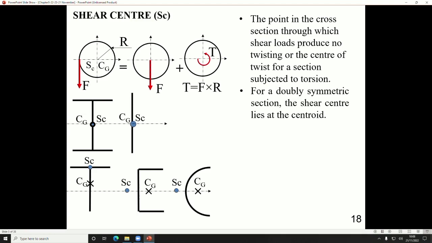When the section has just one axis of symmetry, both of them are located on the axis of symmetry, but they are not located in the same position. For an open section, the shear center is always located outside of the section. Obviously, in this case, the center of gravity is located inside. It's the same as the channel section: the shear center is outside, but the center of gravity is inside this channel section. So both are located on the axis of symmetry, but they're not coincident. Obviously, if it has no axis of symmetry, they're not located at the same position.